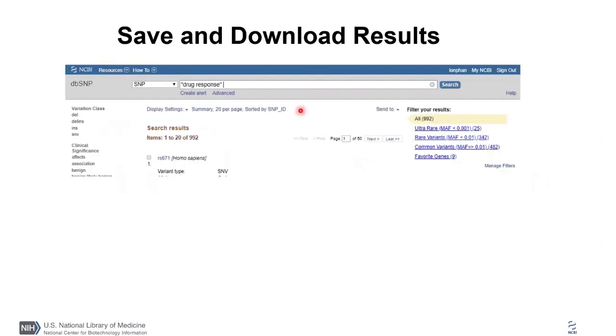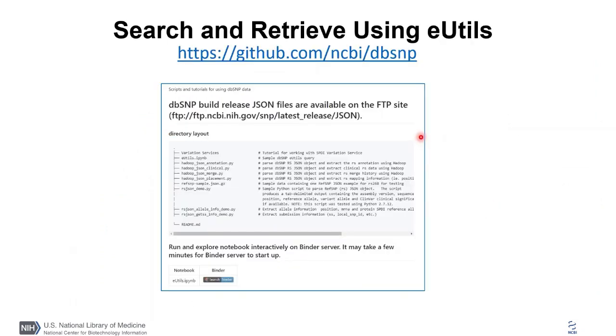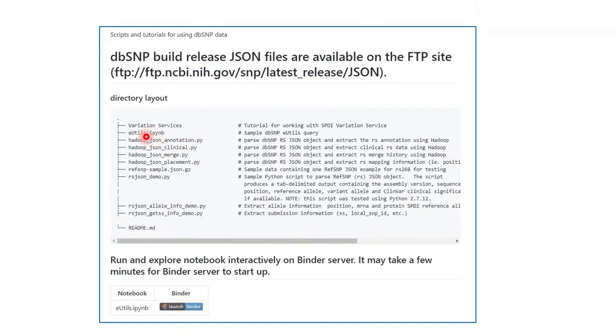Okay. So you can also download your results by clicking on this here, send to, and there's different formats. The other advantage of using the Entrez system is that you have access to the E-utilities API, and so all the searches that you do on the web, you can do through the API also and retrieve the results. So we have a GitHub page that you can go to, and there's a demo for E-utilities here that you can take a look at, and then other examples for how to parse and access the dbSNP data. You can also launch that demo on Binder and then just play around with it interactively, live. And I'll go over some of the demo later.